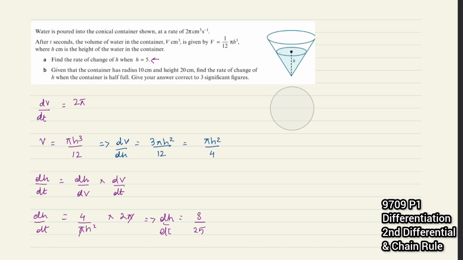Part B. Given that the container has radius 10 centimeter and height 20. Okay, radius 10, height 20. Find the rate of change of h, dH by dt, when the container is half full. Okay, so volume is given by 1 upon 12 pi h cube. We multiply it by half. This gives me pi into 20 into 20 into 20 upon 12 times 2.